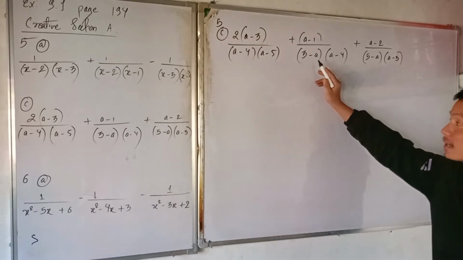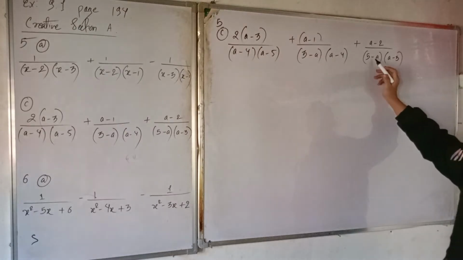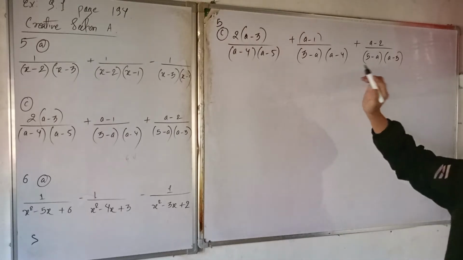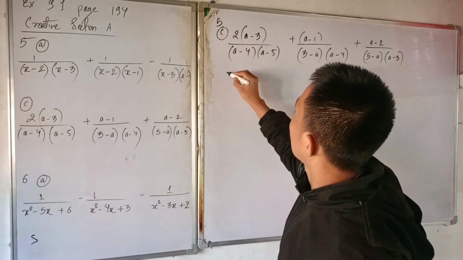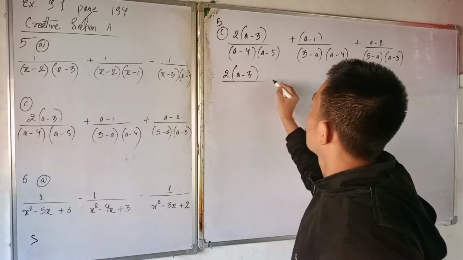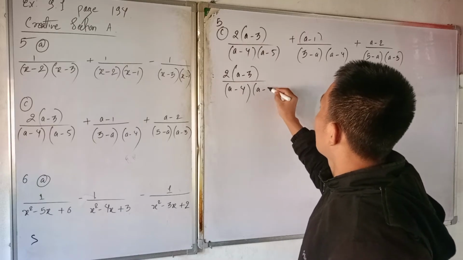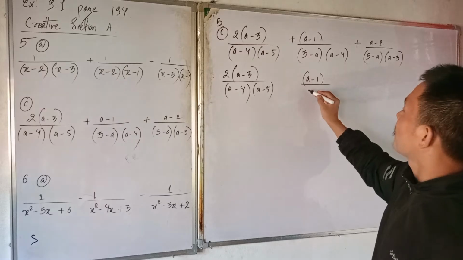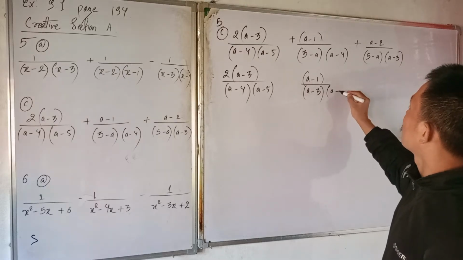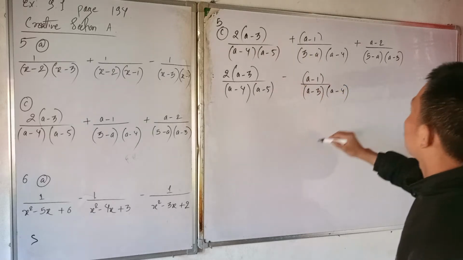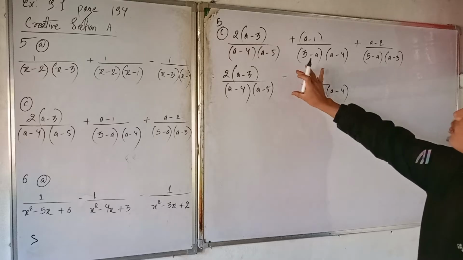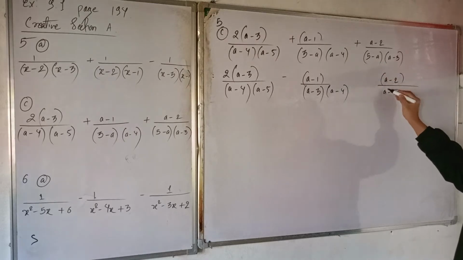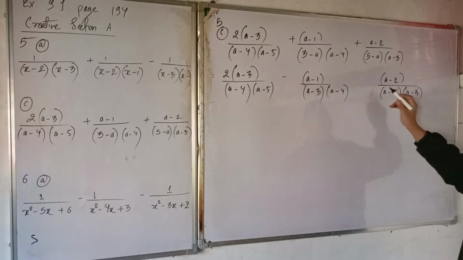3 minus a can be written as a minus 3, and 5 minus a has to be changed into a minus 5. Let's start. a minus 3, a minus 4, a minus 5, no problem. Now here, a minus 1: 3 minus a can be written as a minus 3, but this plus sign becomes negative. Similarly, whatever we have done here applies here also. 5 minus a can be written as a minus 5, and a minus 3, so this plus sign becomes negative.